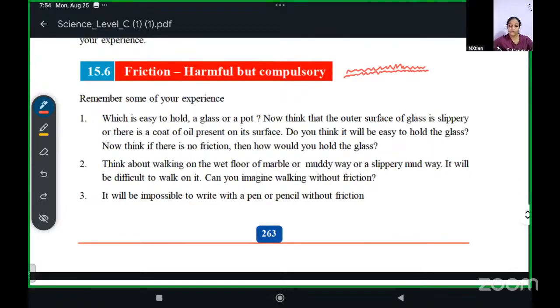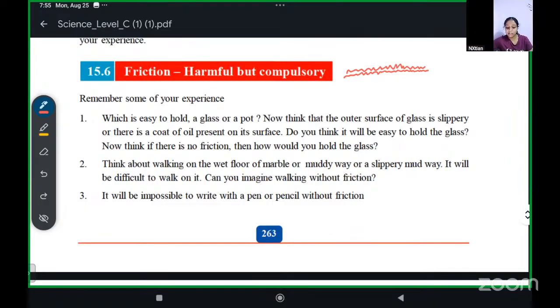Which is easy to hold, a glass or a pot? Now think that the outer surface of the glass is slippery or there is a coat of oil on its surface. Do you think it will be easy to hold the glass? Now think, if there is no friction, how would you hold the glass? If the outer surface of the glass is slippery or has a layer of oil on it, it will be harder for us to hold it.